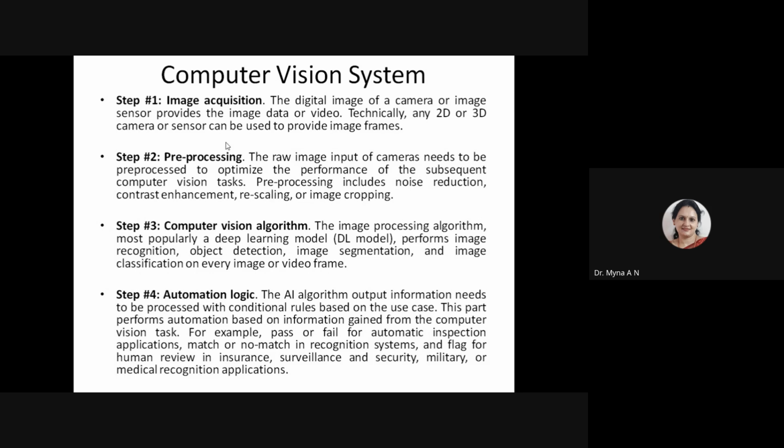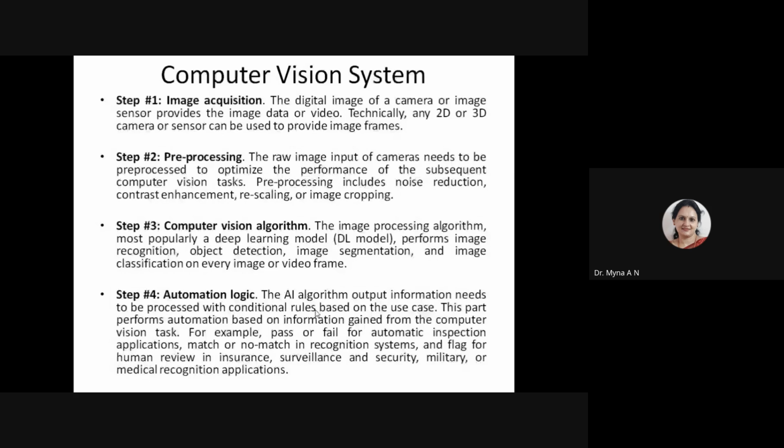Step 4 is the automation logic. The AI algorithm output information needs to be processed with conditional rules based on the use case. This depends on the type of application. This part performs automation based on information gained from the computer vision task.